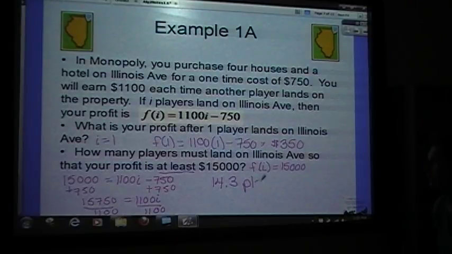That's how many players exactly need to land to get 15,000, and we know that's not possible. It's possible to have 14 or 15 players. So which one do I need? Well, if I plug in 14, am I going to get 15,000? No, I'm going to get something less than that. So it's not 14. We're looking at here 15 players. We will be rounding up. Okay? Now, the next one.